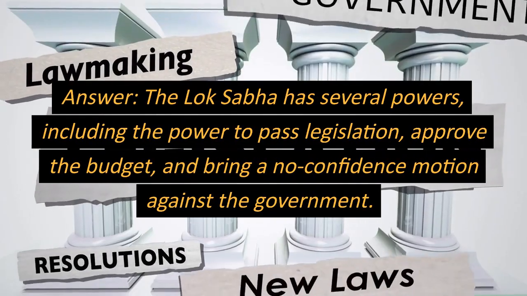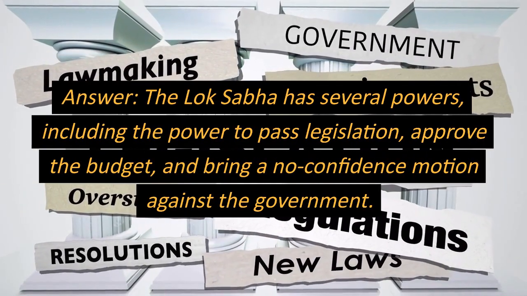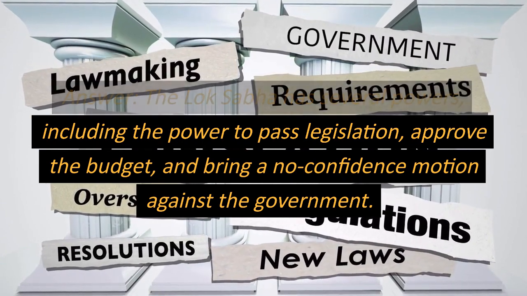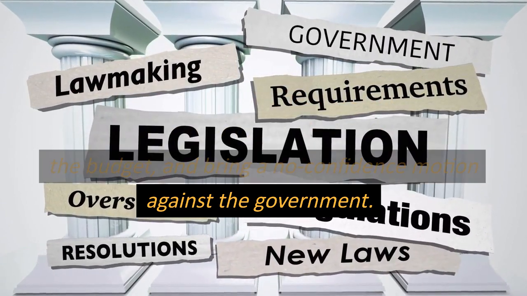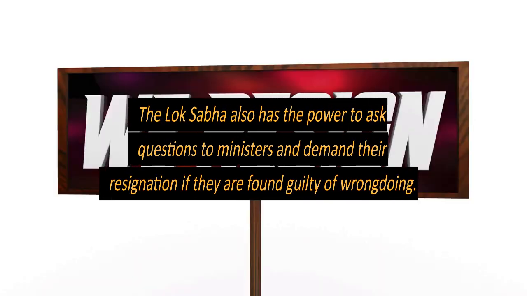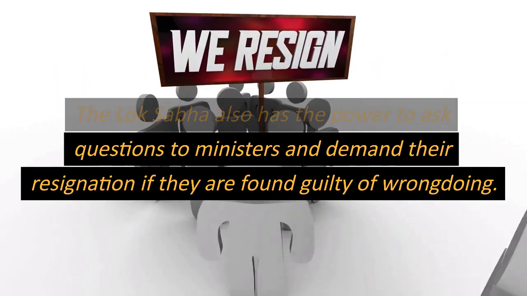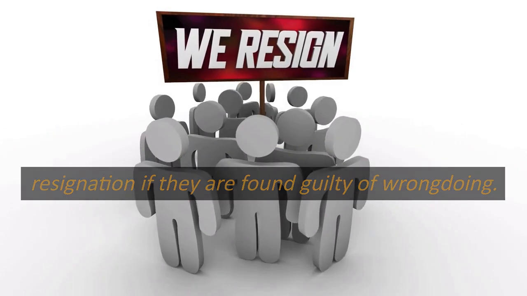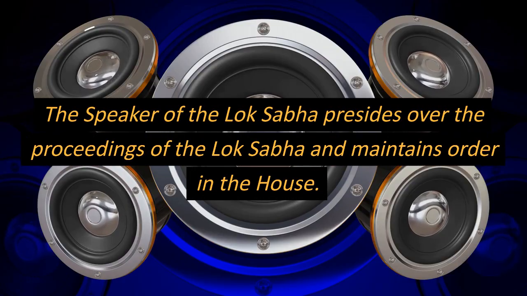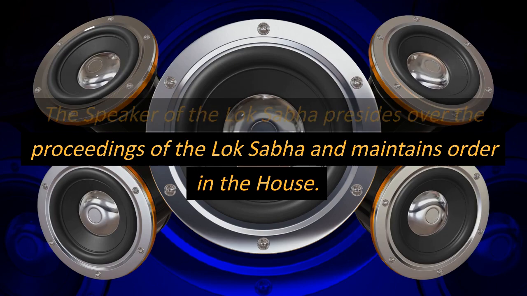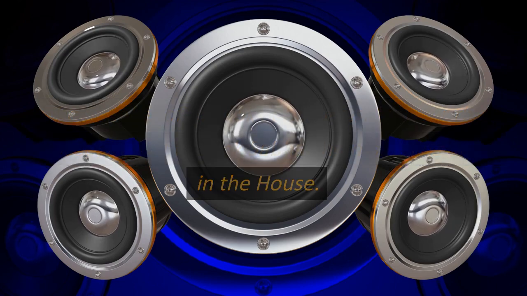2. Explain the powers and functions of the Lok Sabha and the Rajya Sabha. Answer. The Lok Sabha has several powers, including the power to pass legislation, approve the budget, and bring a no-confidence motion against the government. The Lok Sabha also has the power to ask questions to ministers and demand their resignation if they are found guilty of wrongdoing.